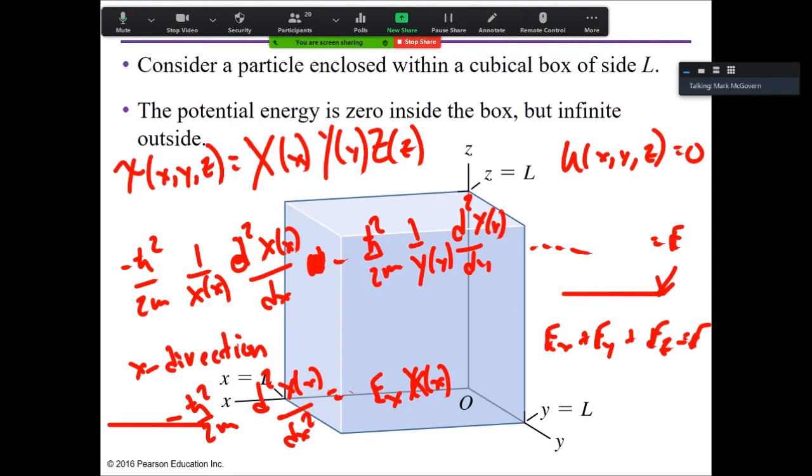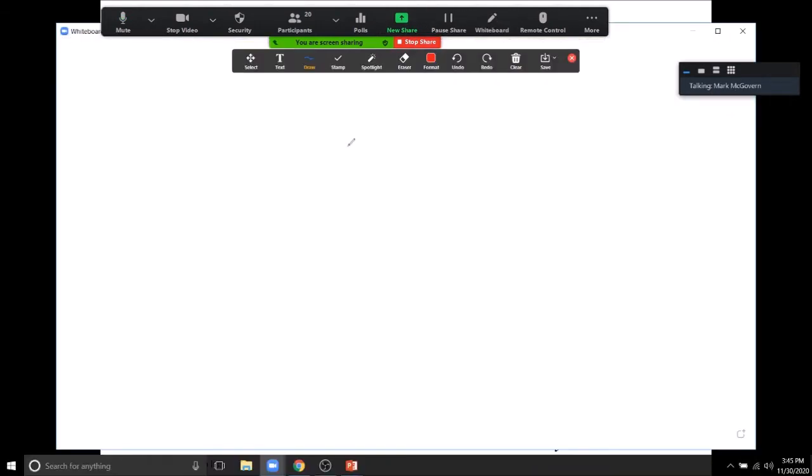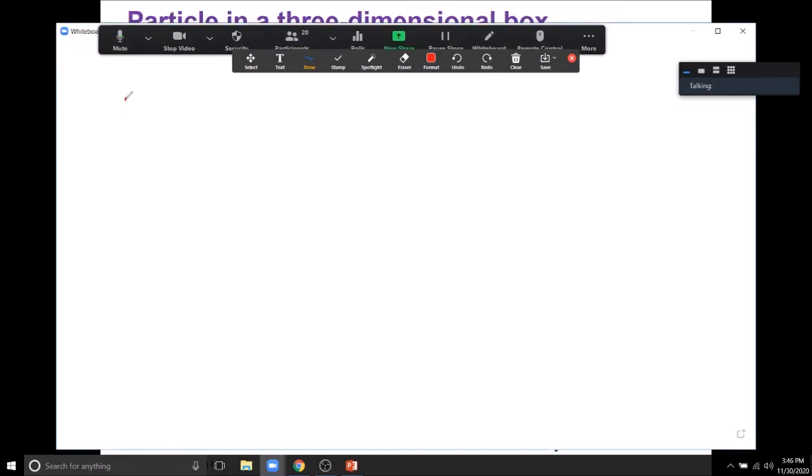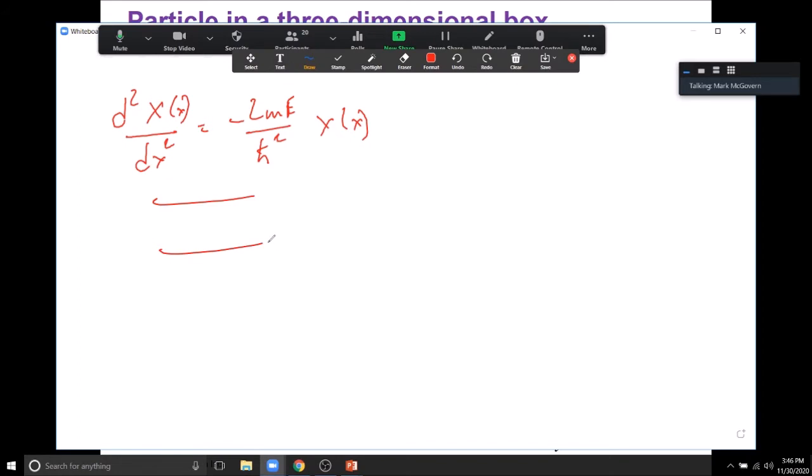So ultimately, when we go through this, we find that the solution in one dimension is really no different than the solution in two dimensions. I'm going to bring up a screen share here so I can complete this. If I solve purely for the derivative, d squared X of x over dx squared equals minus 2mE over h bar squared times X of x. There's an equation for y and an equation for z that look completely identical.